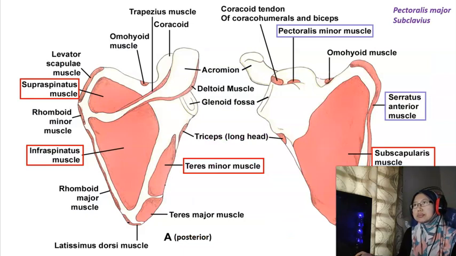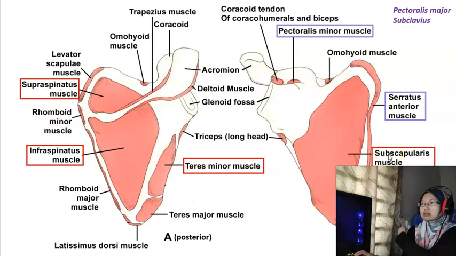Okay, this is also the slide I mentioned before in our first lecture. Just to show you, this is the posterior view and anterior view. Supraspinatus, infraspinatus from posterior, and also teres minor from posterior, and subscapularis from posterior and anterior. These are the rotator cuff muscles. That's why it's cuffing, covering your shoulder joint, from anterior and posterior.